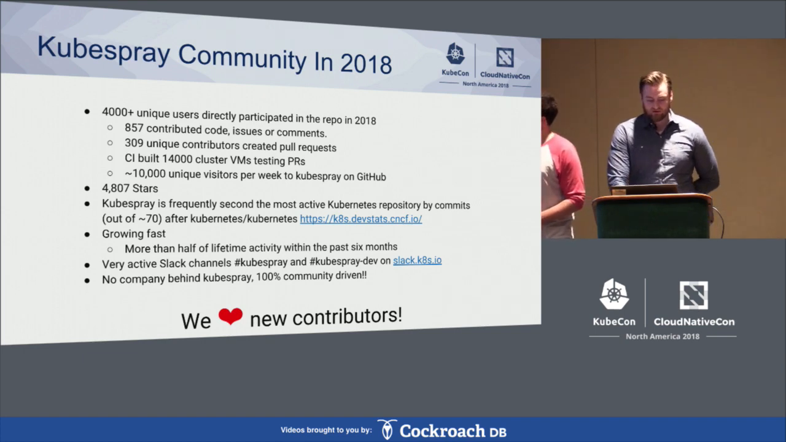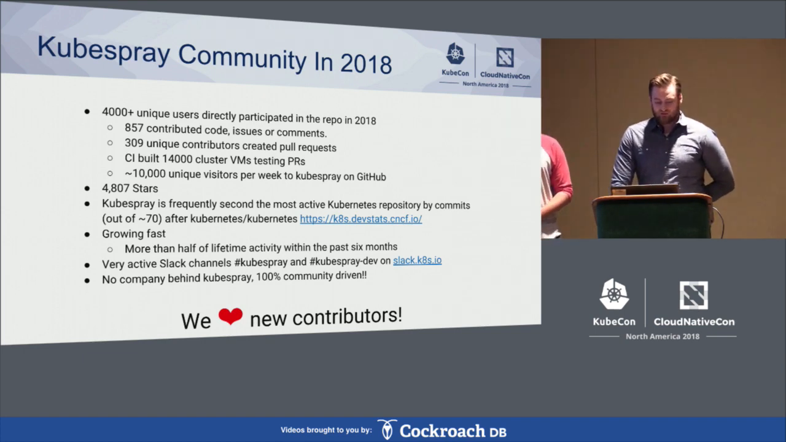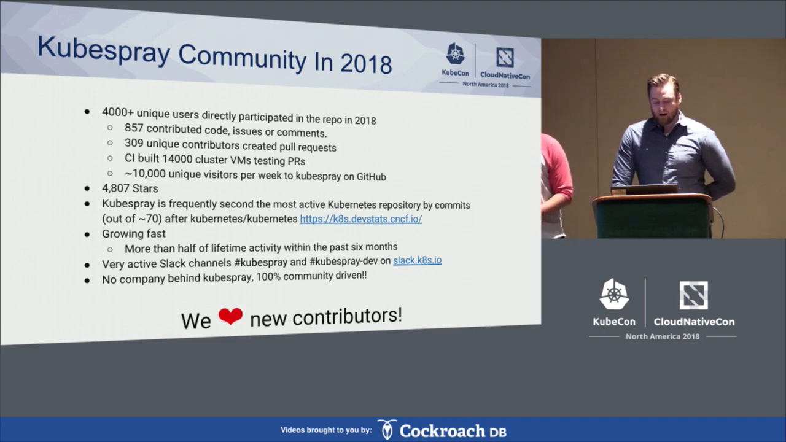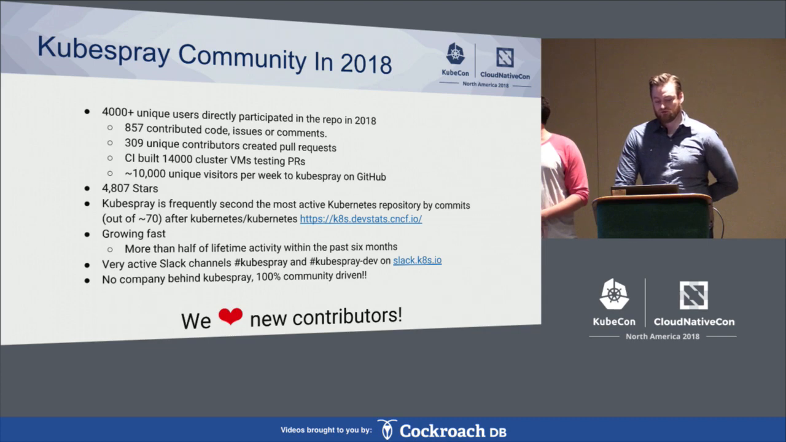So just a little bit of stats here. I won't go through all of them. Some highlights: in 2018, for our GitHub repo mostly, there were 4,000 unique users that participated by any kind of contribution. We had 309 unique contributors that actually created pull requests. I think now we're around 10,000 unique visitors per week to the Kubespray repo page on GitHub.